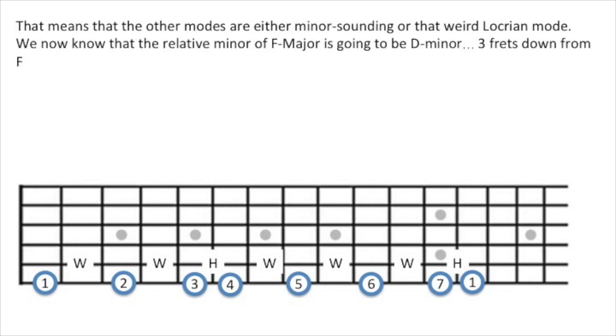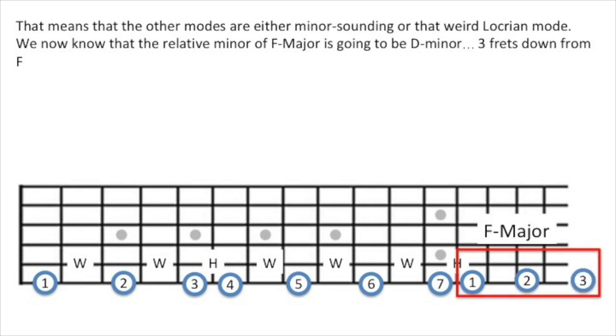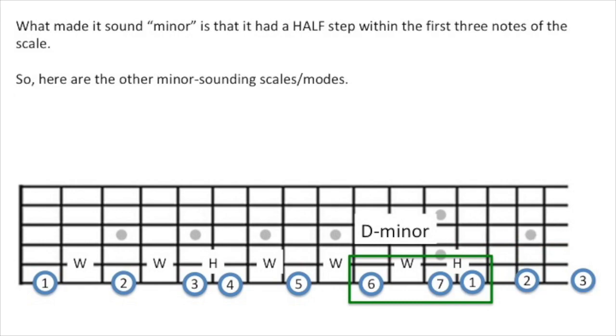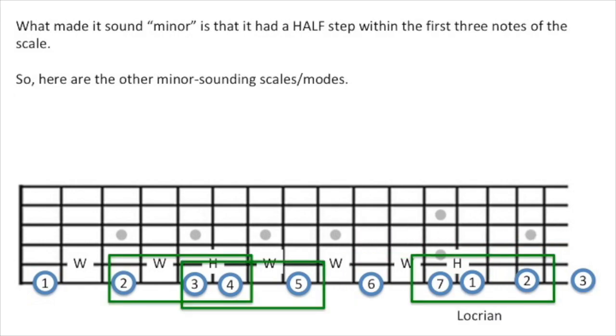We just learned that the relative minor scale is 3 frets down from the major root. So in this example that is D minor. What makes it sound minor is that it has a mixture of a whole step and a half step from the root. Here are the other minor modes, and the Locrian mode.